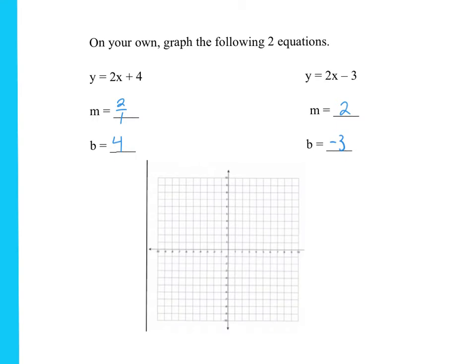Okay, first line, 2x plus 4. My b value you said was 4, so that's the first thing I'm going to plot. My slope is 2 over 1, so I'm going to go what direction? Up 2 and right 1. I could also go? Down 2 to the left 1. Yep, down 2 and left 1. And this line's going to look like this.